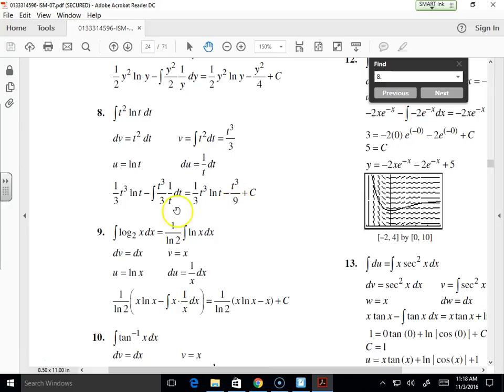I would have pulled out, what, a 1/9? Yeah. So that would have been 3t cubed ln t minus t cubed. Pull out the t cubed too. I just simplified it somehow to.